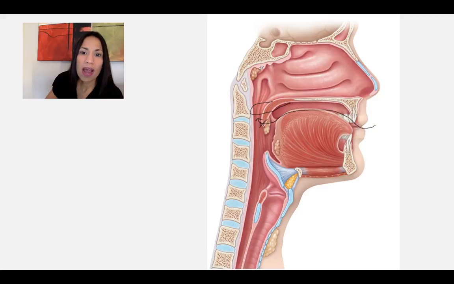Now, two important structures that we're going to find in the nasopharynx. One is this piece of lymphoid tissue that is part of our immune system, where the actual fight happens, where invaders trying to get into our body through the nasal cavity are destroyed. Here is where the battle happens.